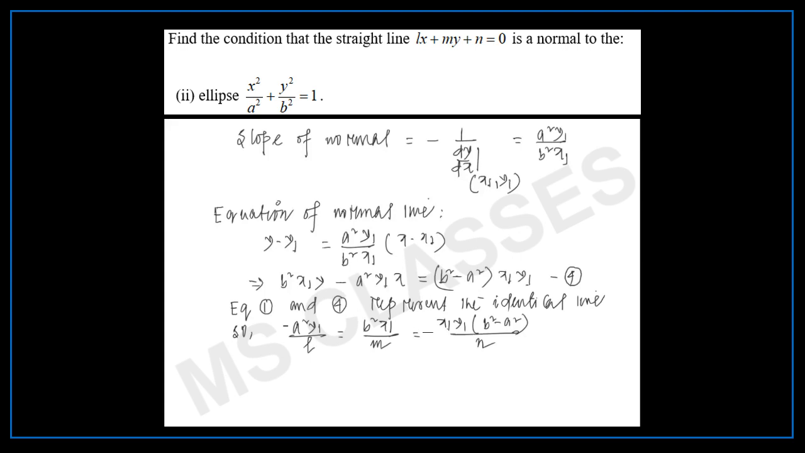Now, if we equate these, we can get the value of x1. So from this, we can get that x1 equal to a square n by b square minus a square into L, and y1 we can get as b square n by b square minus a square into m. Now, after we have got x1, y1, we can use equation 3 and we can find the required condition.